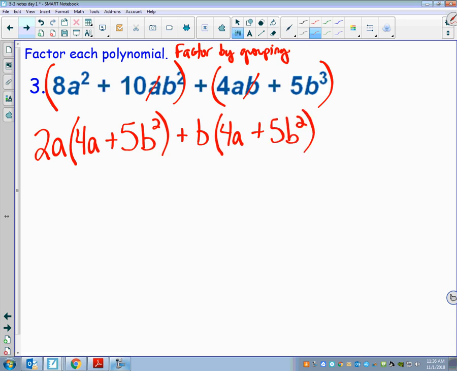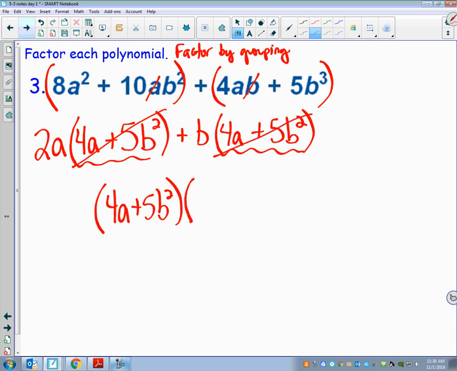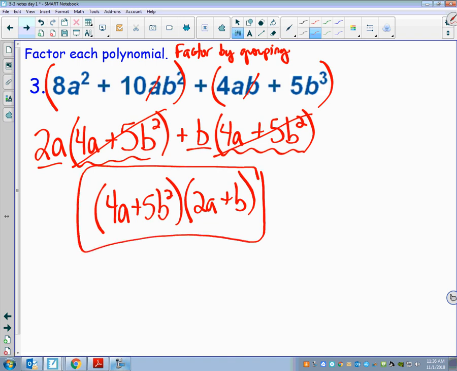Here's how you know when factor by grouping works: look at these 2 parentheses that are left. They're the same. So now we can take those out. You take out the part that's the same, and you're left with what's on the outside, 2A plus B. And that is what that factors into. That's going to come into play later, so hopefully you have some memories of that.